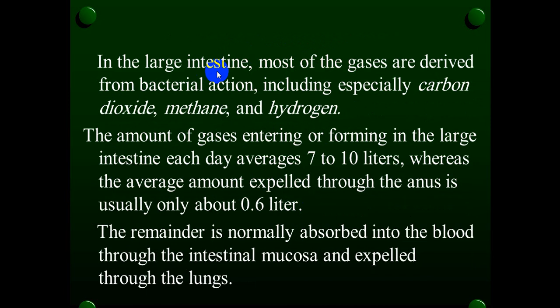While in the large intestine, most of the gases come from the bacteria themselves, and here the gases are carbon dioxide, methane, and hydrogen. The amount of gases entering or forming in the large intestine each day is about 7 to 10 liters, but the amount expelled through the anus is usually only about 0.6 liter. And the remainder will be absorbed again into the blood through the intestinal mucosa and expelled through the lungs. And thank you so much.